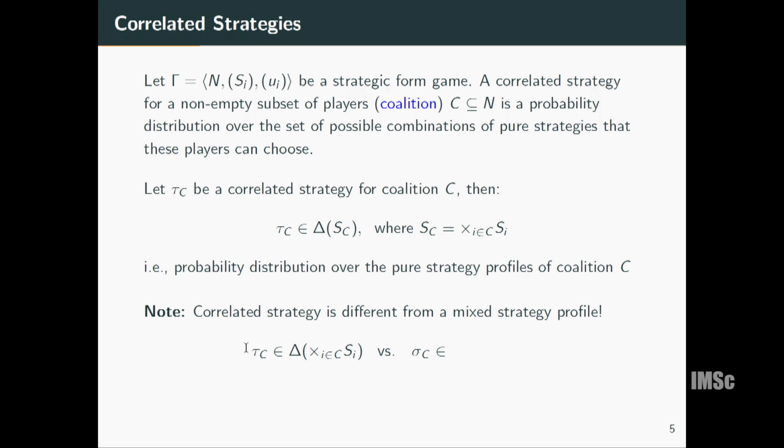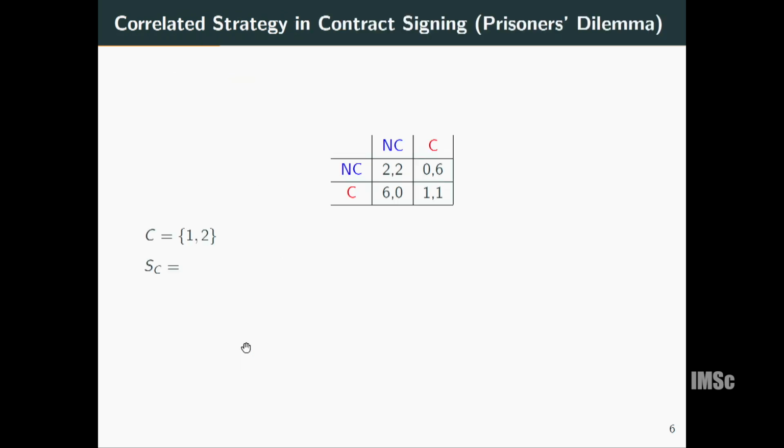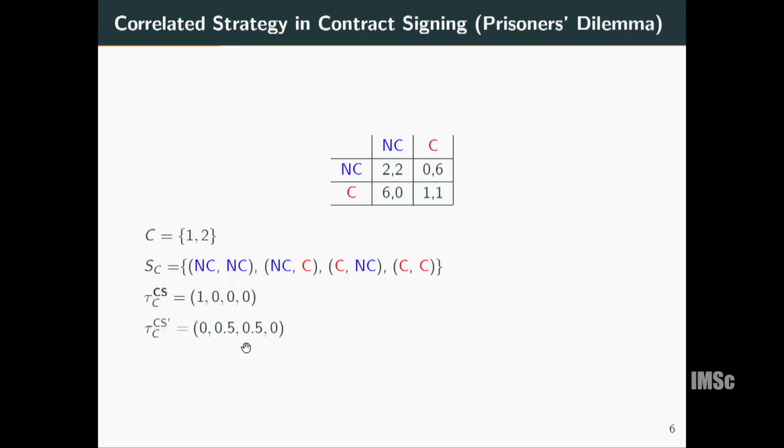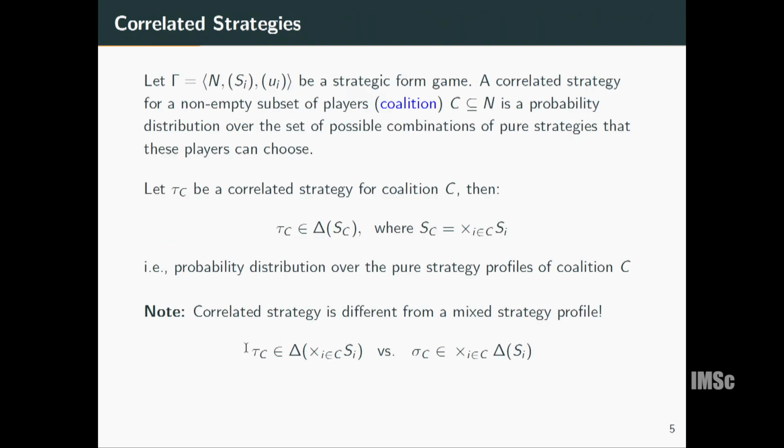Yeah, this we have already done. So tau C is you take the probability distribution over the Cartesian product, and sigma C is you take the distributions and then take the Cartesian product. I think this we have also done, just written. What was SC again? SC is the Cartesian product of the S_i where i belongs to C. It will become clear in the next example.